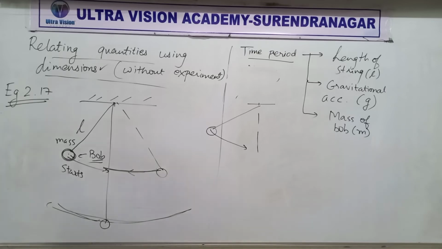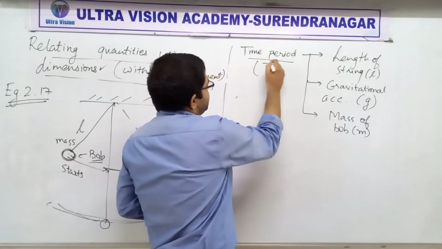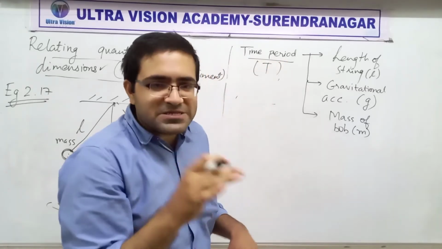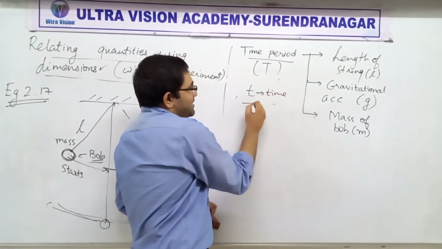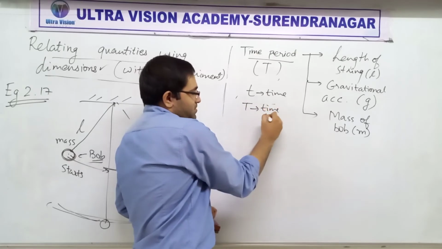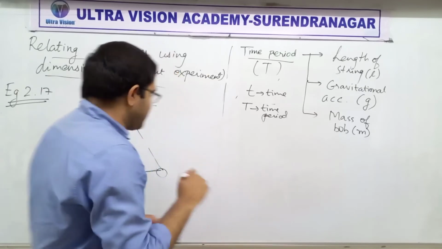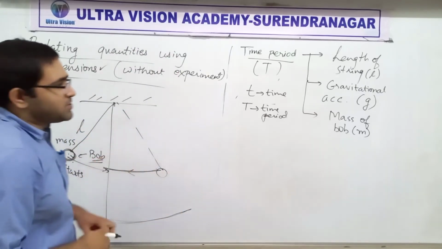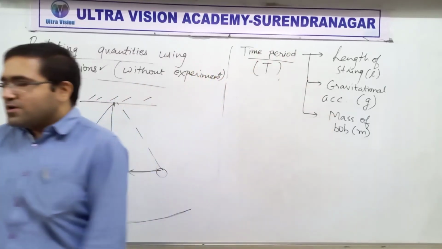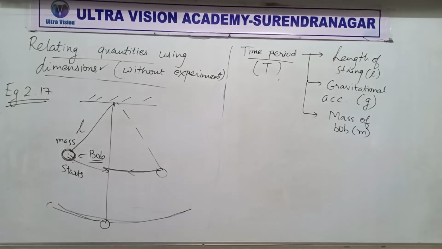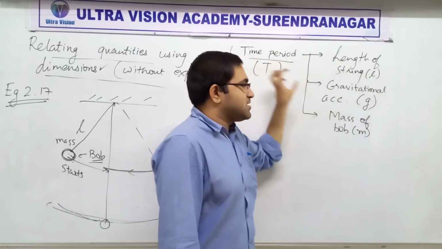Now, we will find out a relation for the time period. Remember, time period, although the symbol is capital T, small t is generally used for time and capital T is used for time period. But still, time period is just one kind of time, the time in which it will come back. That's called time period. So if we do an analysis of dimensions here, we will be able to find out how exactly it depends on L, on g, and on mass.